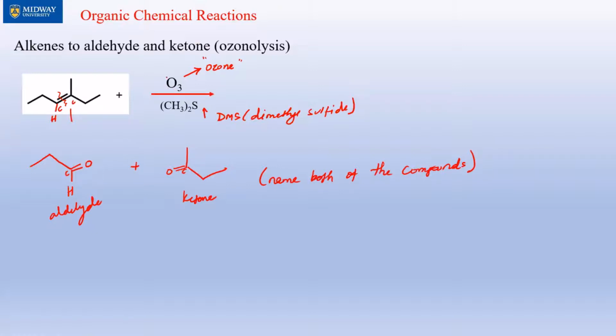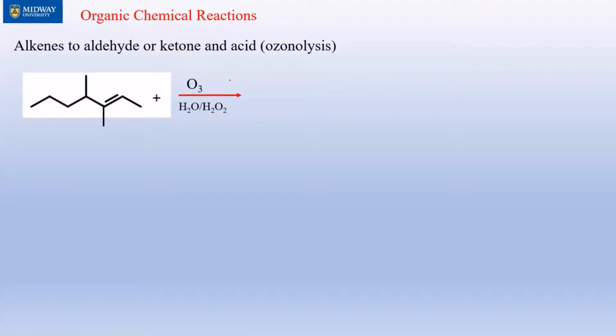So if your reagents are ozone and dimethyl sulfide, then you end up making an aldehyde and a ketone. Okay? Let's go to the second one. If your reaction contains ozone but also hydrogen peroxide, then you typically make either an aldehyde or ketone and an acid. The acid is default. Aldehyde or ketone could vary, depending on the molecule that's given. One of them will be for sure an acid. The other could be an aldehyde or ketone.